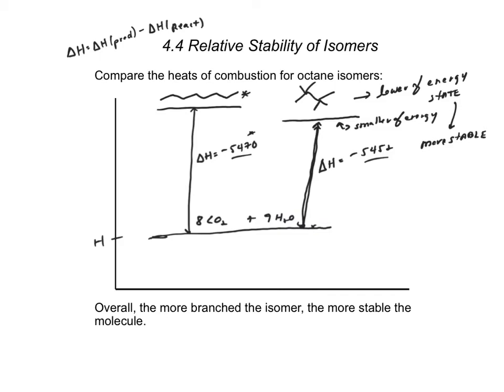So again, long term, the big takeaway from this is that when you're comparing constitutional isomers, the more branching, the more substituents that you have in the isomer, the more stable it actually is. The less stable molecule is going to be the straight chain isomer comparatively to any type of branching. So if you have branching versus straight chain, the more stable isomer is the branched isomer.